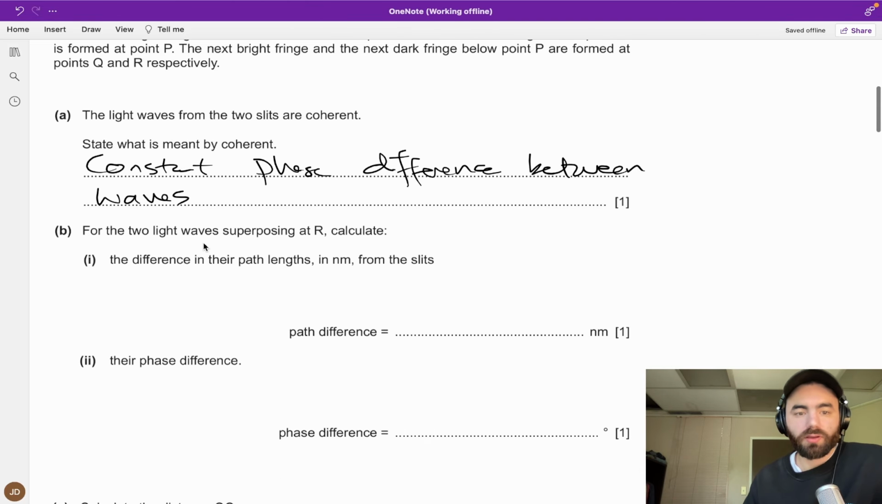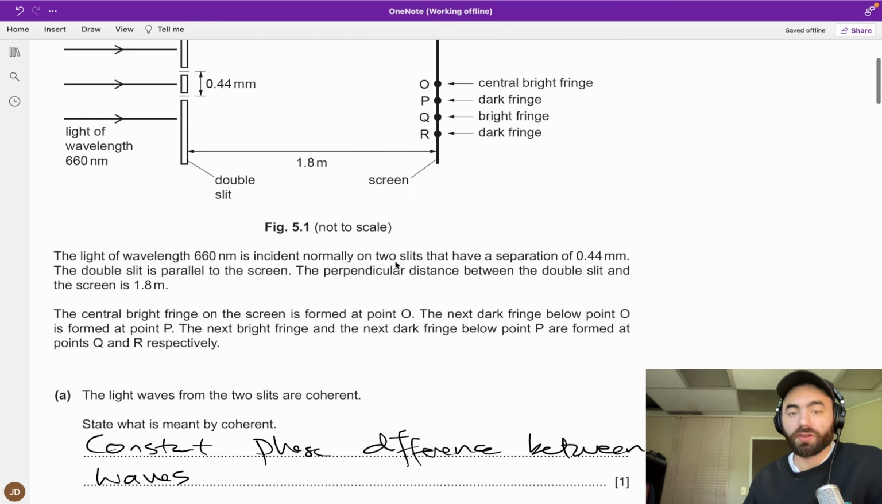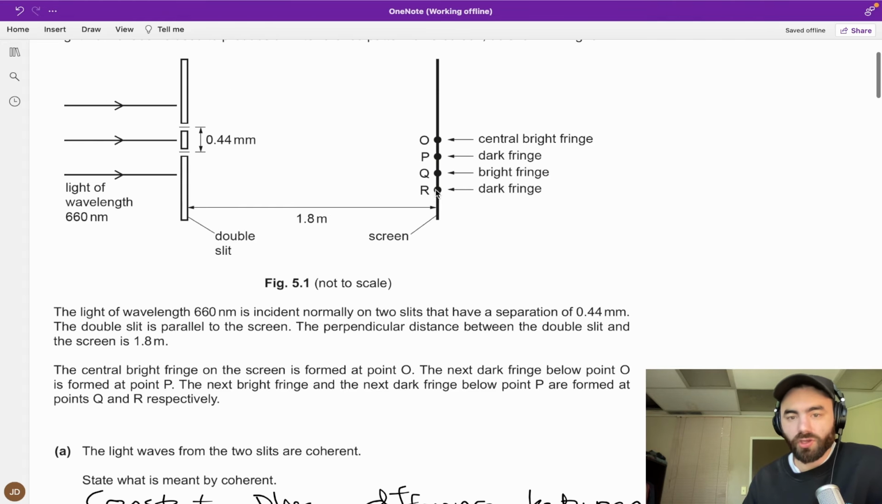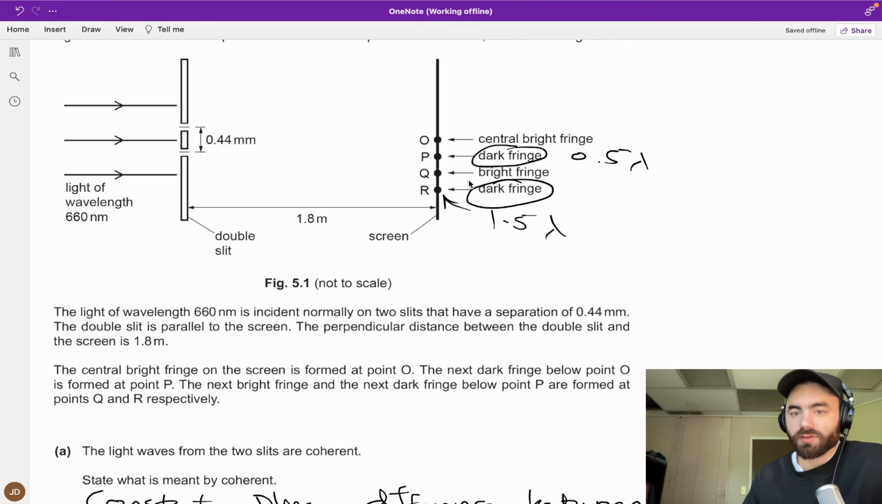For the two light waves superposing at R, calculate the difference in their path lengths. So their path difference at R. So at this point here, their path difference is going to be 1.5 wavelengths. Why? Because it's a dark fringe. This fringe here would be at 0.5 wavelengths. This bright fringe here will be at 1 wavelength, and this here will be at 0. This is the path difference between these waves coming from each of these slits.